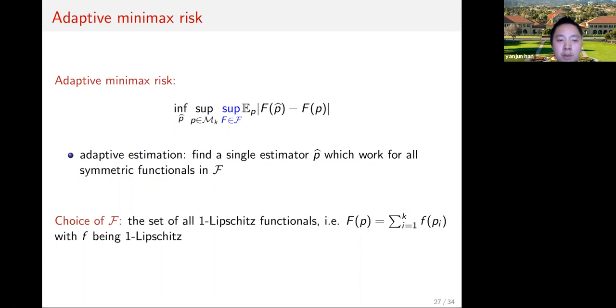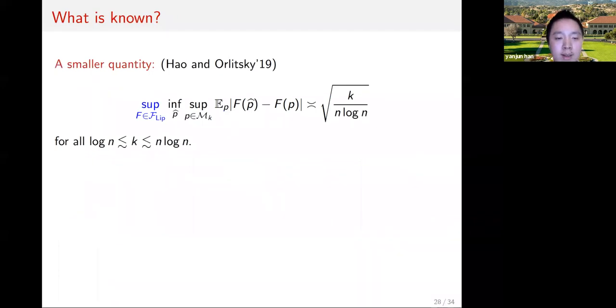It might be better understood if we relate this quantity to some other known quantities. We first consider a smaller quantity, where we swap the order of the inf and the sup. Because the max min is no more than the min max, this is indeed a smaller quantity. The practical meaning of this quantity is essentially the non-adaptive minimax risk of symmetric property estimation. In other words, in this formulation, the learner first knows what the property is, and then figures out an optimal estimator to do that. In this non-adaptive case, it could be shown that the minimax rate is always root k by n log n, as long as k is much greater than log n and much smaller than n times log n.